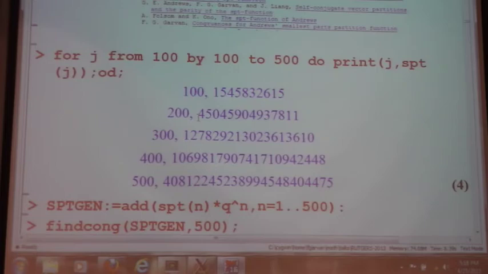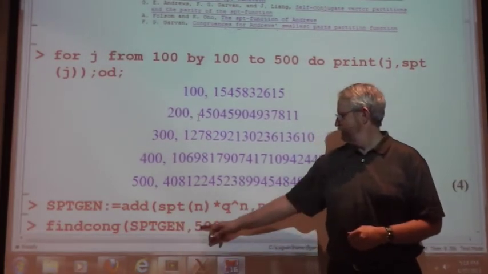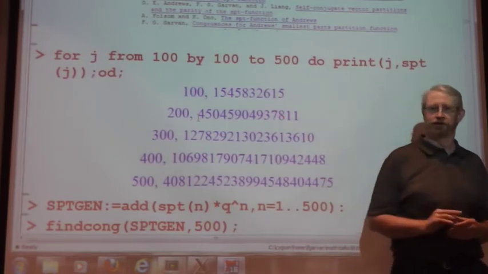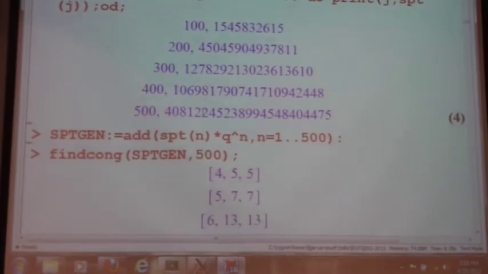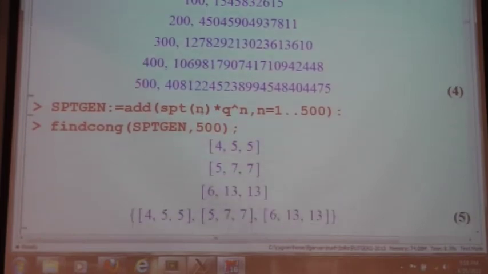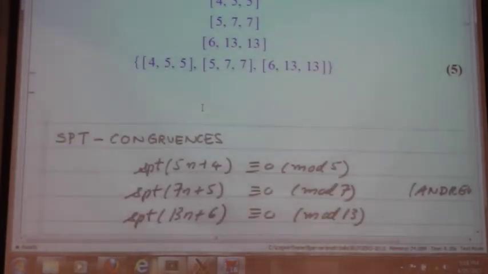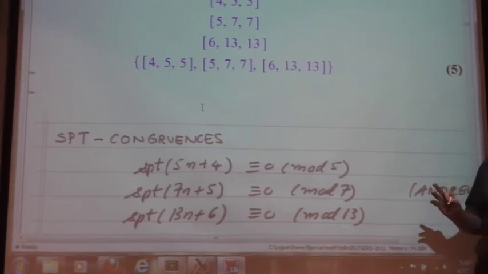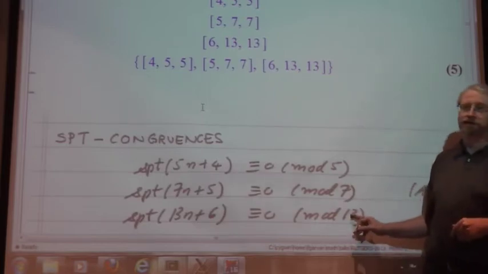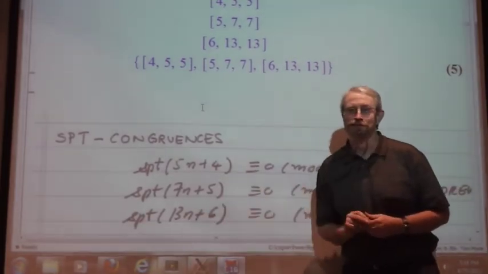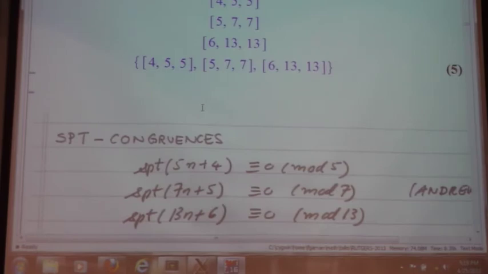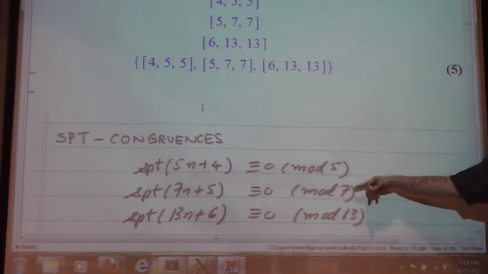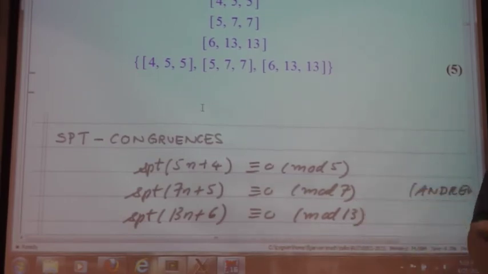Okay, so I have another function in my package called findComp. If you went to my class this afternoon, you'll know I looked at this. What this does is it looks at the generating function, the first 500 terms, and it looks for linear congruences of the Ramanujan type. When you do that, you come back with those three things. Basically, those are the three congruences that Andrews found. George Andrews discovered and proved these three congruences for the SPT function. They are exactly the same as the Ramanujan partition congruences, except this one isn't 11, it's a 13, and that 13 has been changed to an 11. Otherwise, it's the same. So it's a big surprise that this looks like the partition function, but a big surprise is there's one mod 13 for the SPT function.